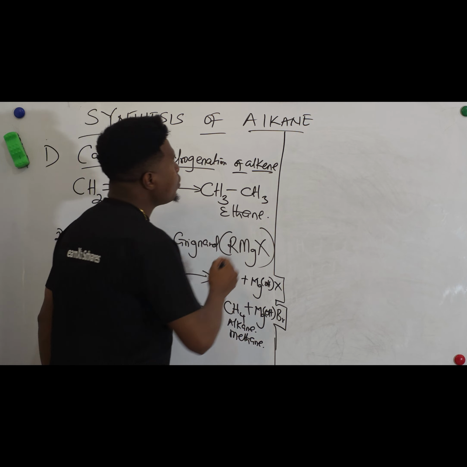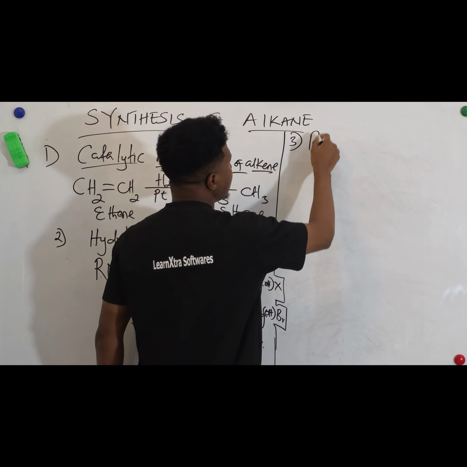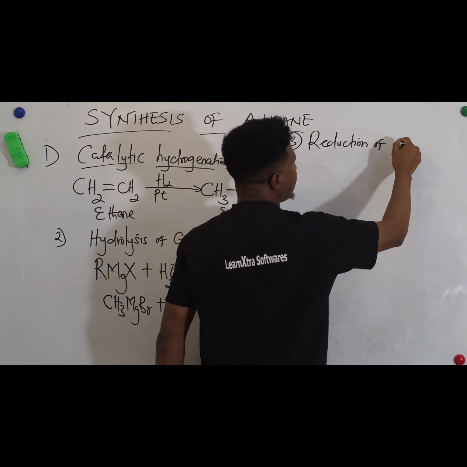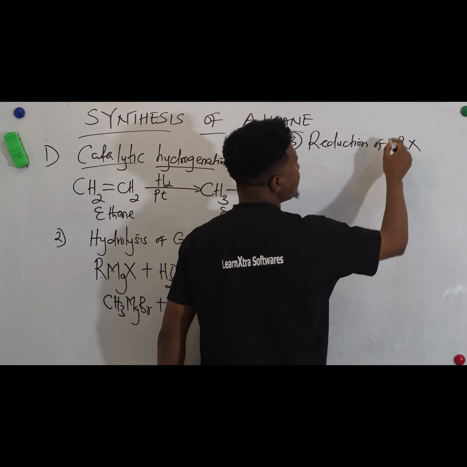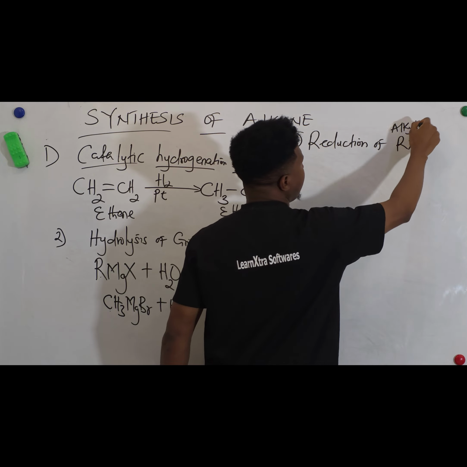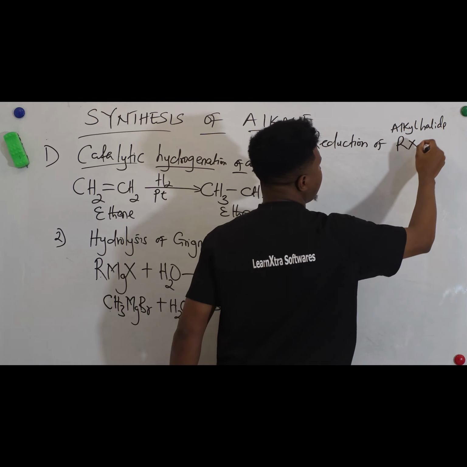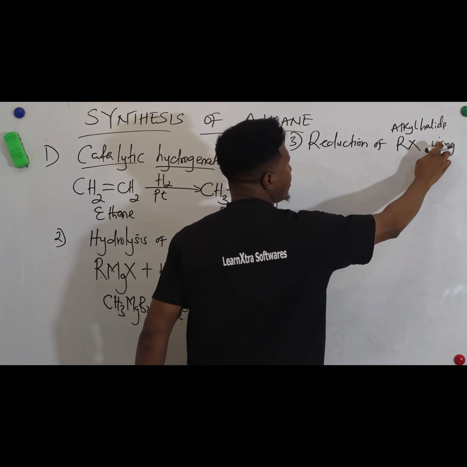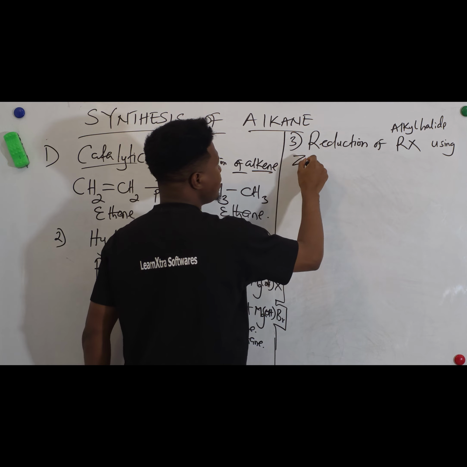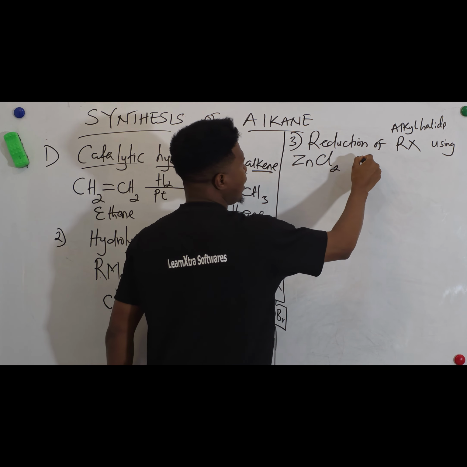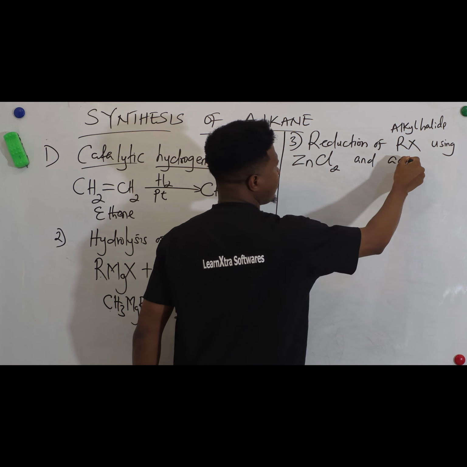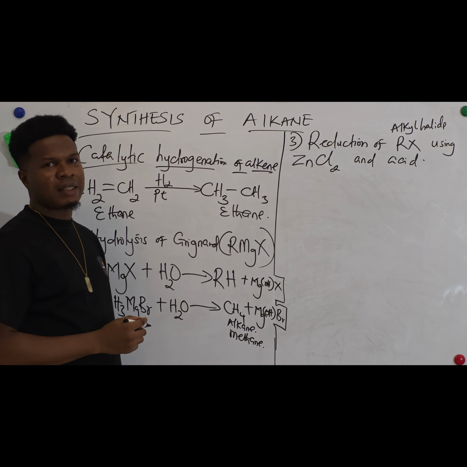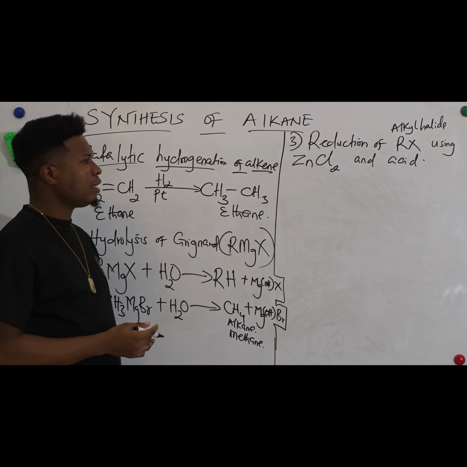Okay. The next one we'll talk about is reduction. Reduction of RX. RX means alkyl halide. Reduction of RX using zinc chloride and an acid. Okay? Using zinc and an acid, or you can use only zinc, right? You can use only zinc.